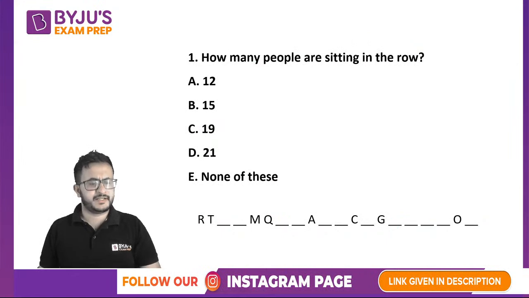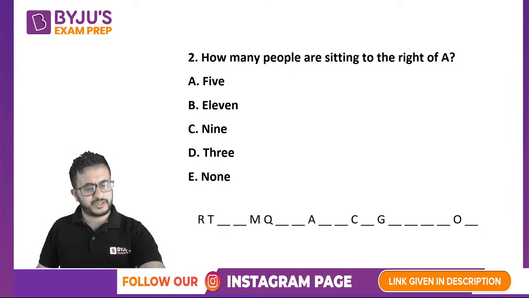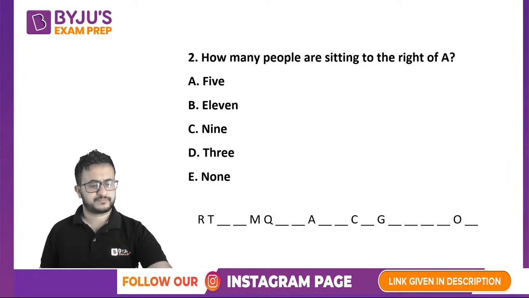How many people are sitting in the room? So that's the very first question in these things. So there are 19 people sitting in the room. How many people are sitting to the right of A? So remember, you have to count all the people, right? Not only the people given in the statements. So do not count just the given people.